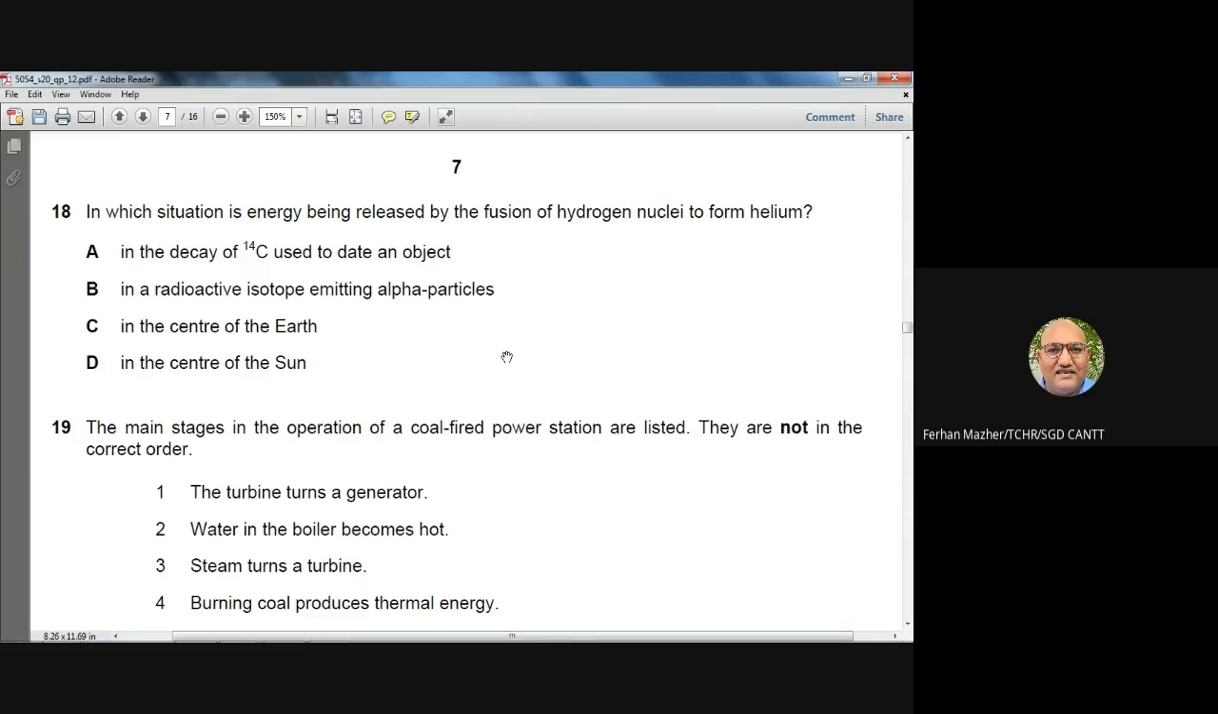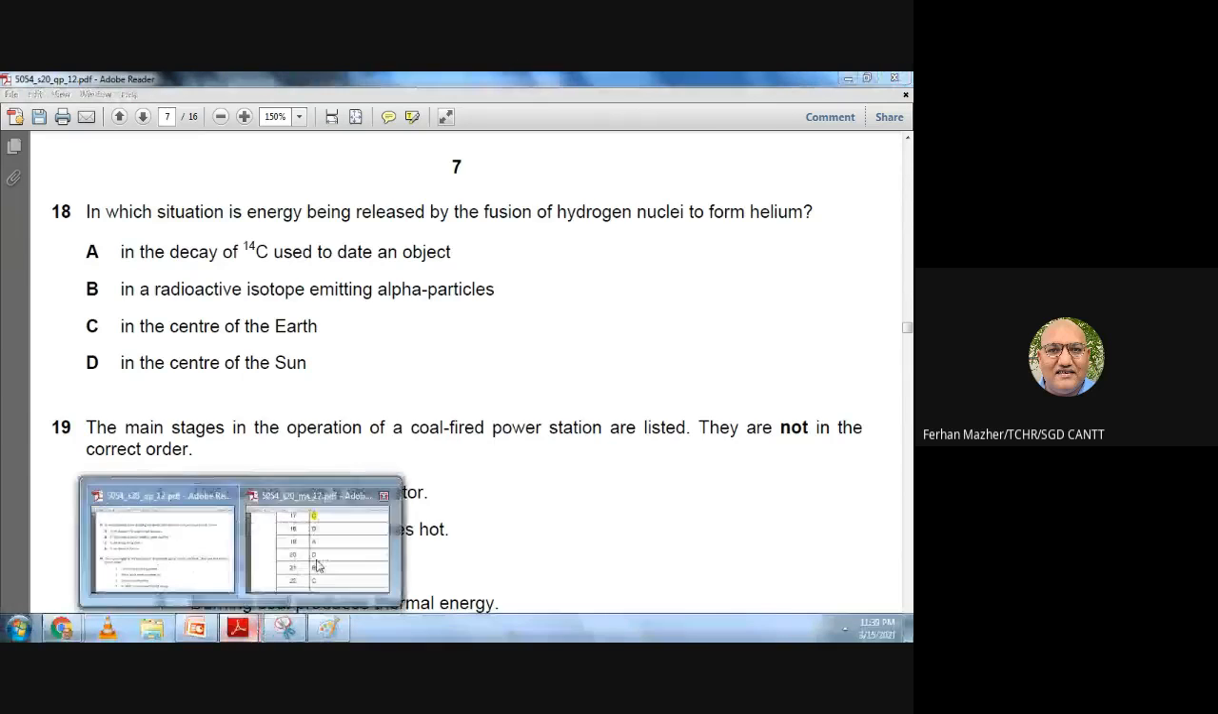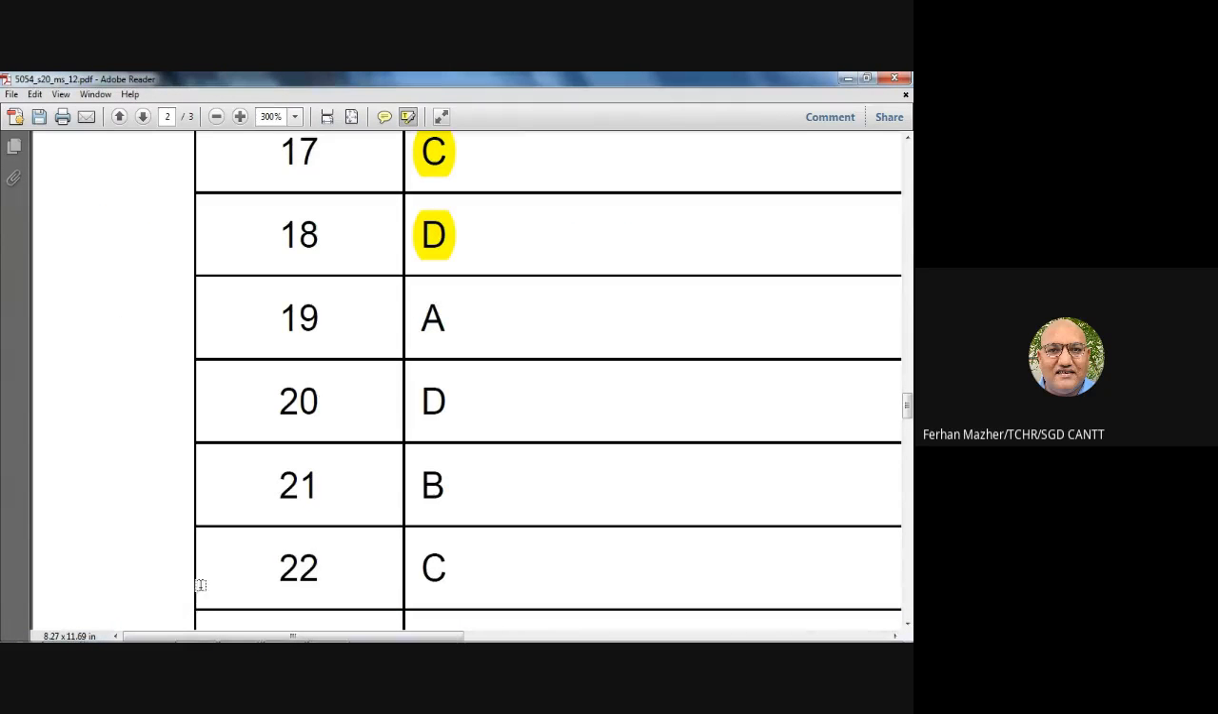We call this process fusion, and this is happening on stars, on the sun. An enormous amount of energy is given out. In which situation is energy being released by the fusion of hydrogen nuclei to form helium? It's happening on the sun. In the decay of carbon-14 used to detonate an object, that's wrong. In a radioactive isotope emitting alpha particles, wrong. In the center of the earth, no. In the center of the sun, yes. This process is happening in the center of the sun. So D looks the right option, sir. Question number 18, D is the right option.